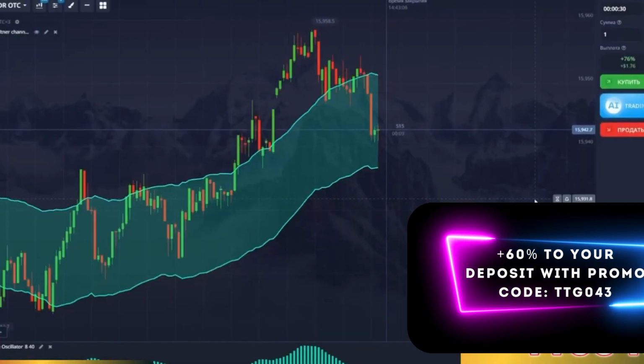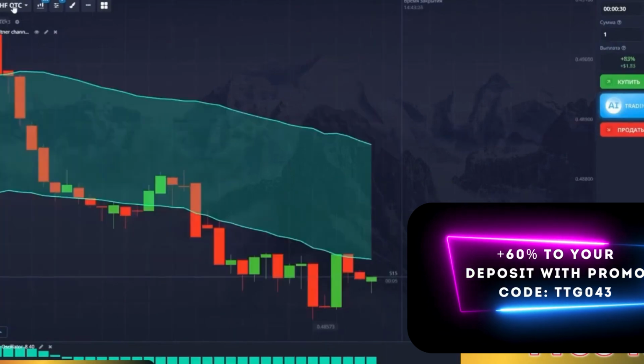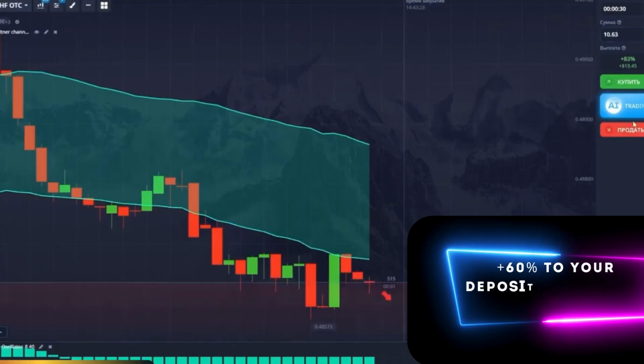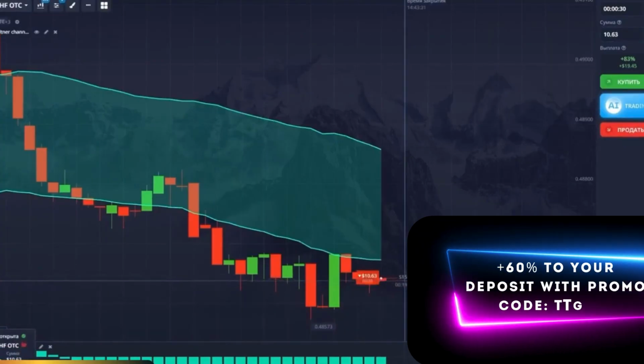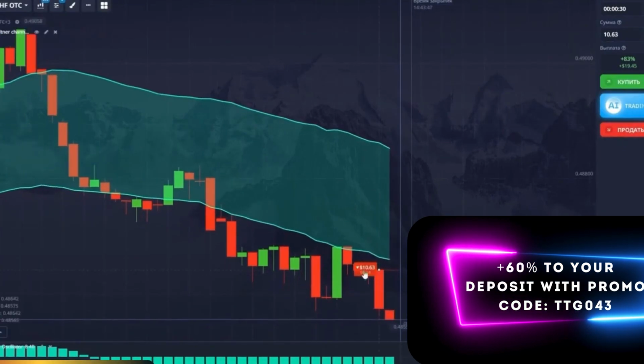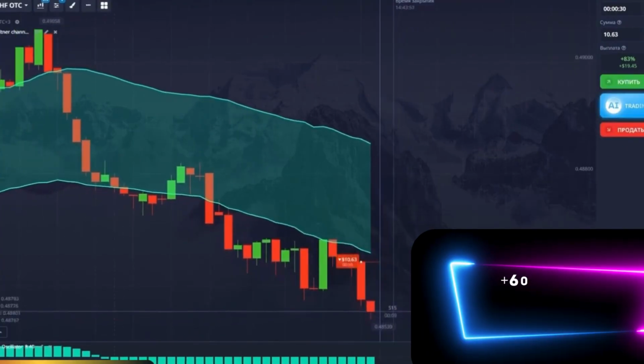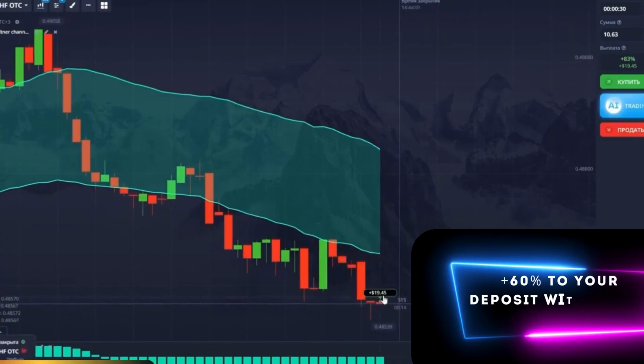Let me find a suitable situation and make the first trade based on it. Currency pair Cachefix OTC. Here I'm making a trade. Let me press max for 30 seconds down. Alright, my trade is open. We wait for this trade to close, and then I'll explain to you how a sell signal is formed with this indicator strategy. So the first trade closes confidently, in profit.